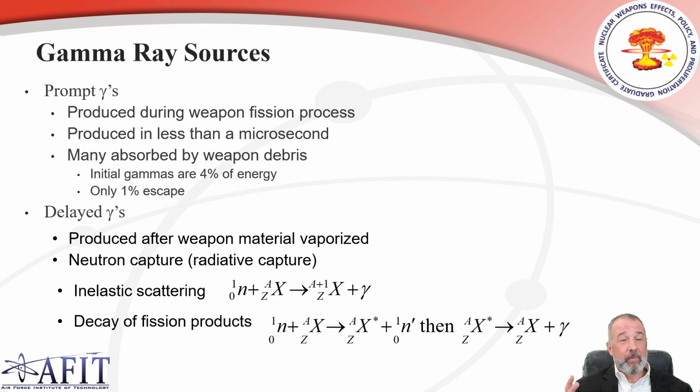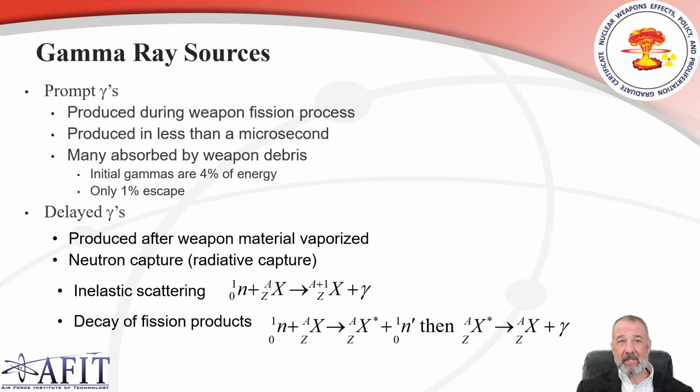Now, as I mentioned in the previous lecture, a lot of these don't ever get out of the environment of the weapon. They're going to interact very strongly with the high Z materials, the bomb casing, whatever remains of the weapon fuel, and other things that may be contained within the weapon casing. So only about 1% of those escape, and gammas only carry about 4% of the total energy. So 1% of 4% is a very small fraction of the energy per fission event that is carried away.